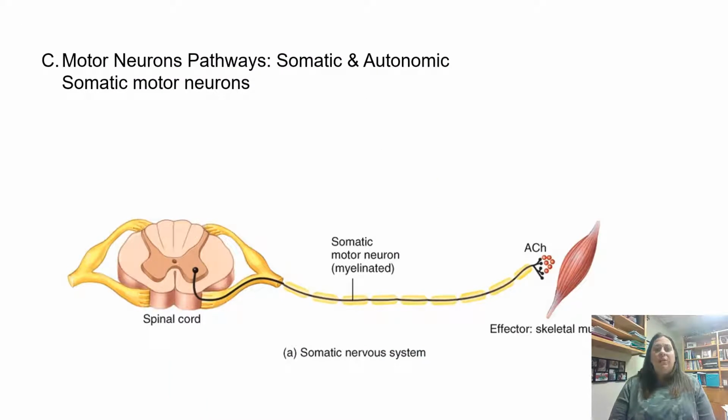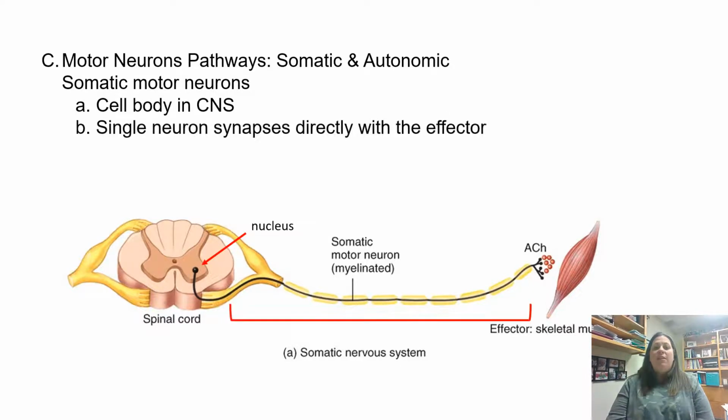So motor neurons and their pathways, when we look at somatic and autonomic: somatic motor neurons are going to have their cell body in the central nervous system. We see that it's going to be a single neuron synapse, which is going to directly come in contact with the effector. So we have that presynaptic neuron is going to come into contact with the effector, and in this case it is the skeletal muscle. They are going to release the neurotransmitter acetylcholine. Now, there's going to be some differences when we look at the autonomic neurons.